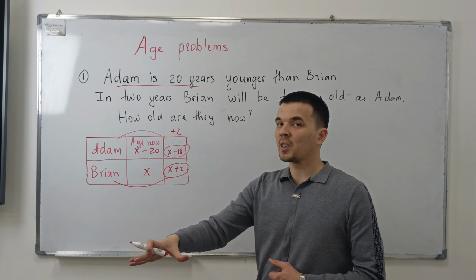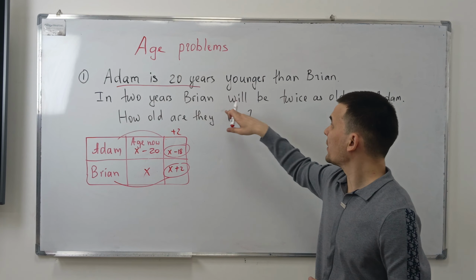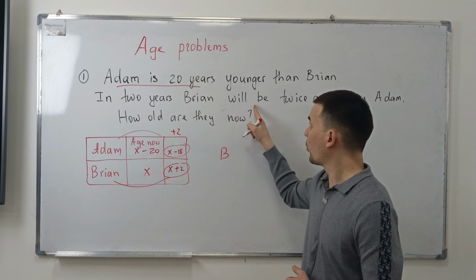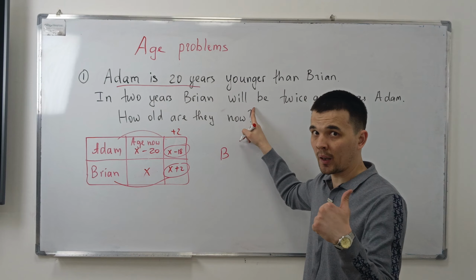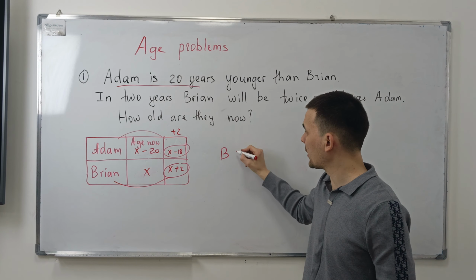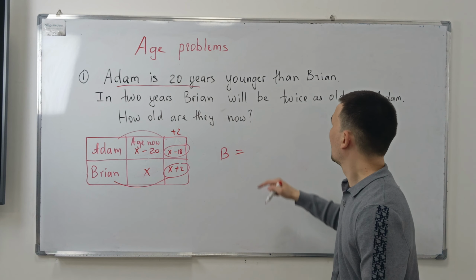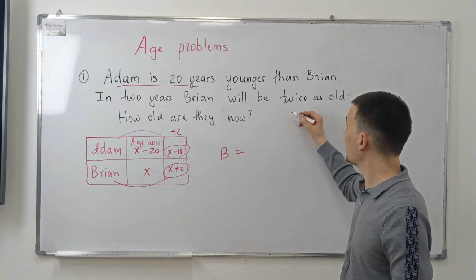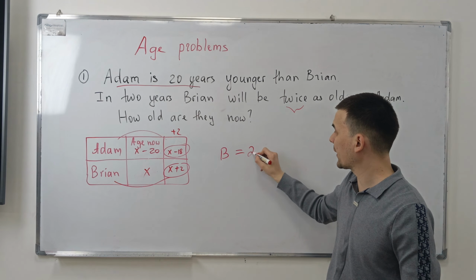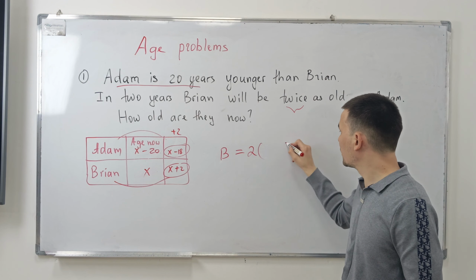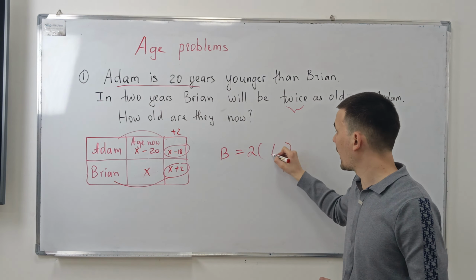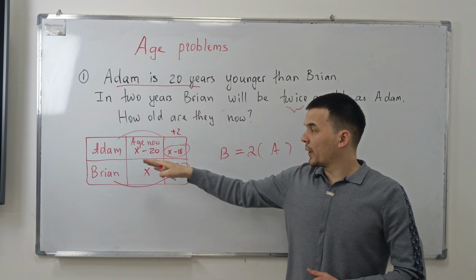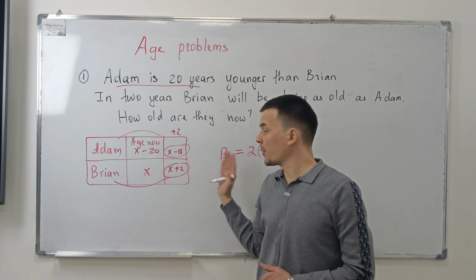The most important part comes here. In 2 years, Brian will be, I told you in the previous class, is, was, will be, all of them are equal. Brian will be twice as old as Adam. So when you interpret the question, twice here means 2 times, of course. So 2 times of who? 2 times of Adam.